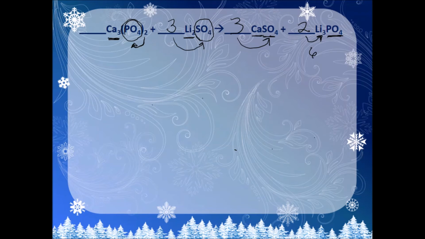I think you've got it, Maya, but let's go back and check. How many CAs? How many PO4s? How many LIs? There's 2 there. 3 times 2 is how many LIs? How many SO4s? Good job. That's the hardest one up until now.